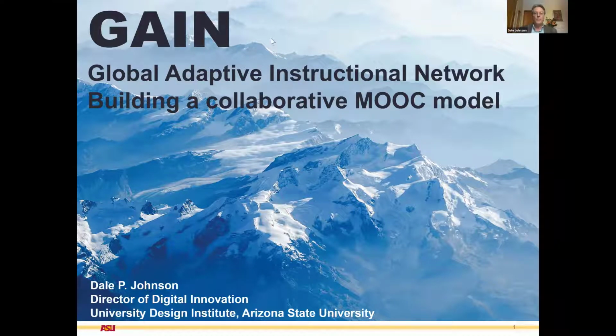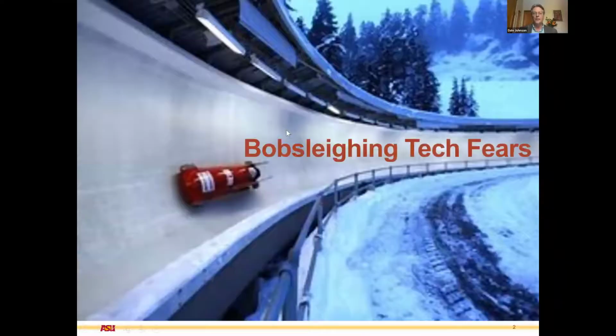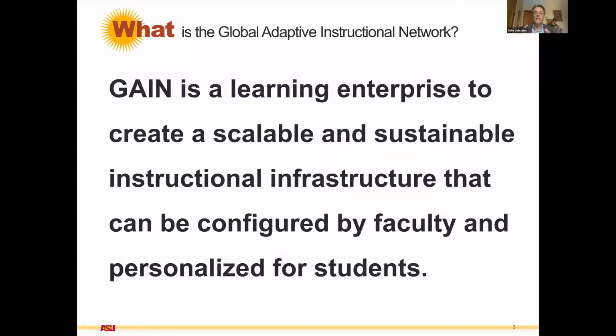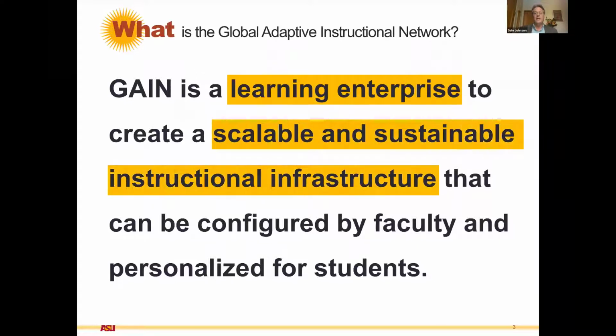I'm going to move pretty quickly to see if we can get through. So we're in the track called Bobsleighing Tech Fears. It's the high-speed sport. I want to talk about an idea that I've been nurturing for a while, and I want to share with you so that if you have an interest in it as well, we can continue this conversation afterwards. I describe a global adaptive instructional network as a learning enterprise where we create a scalable and sustainable instructional infrastructure. So this is the goal of the enterprise.